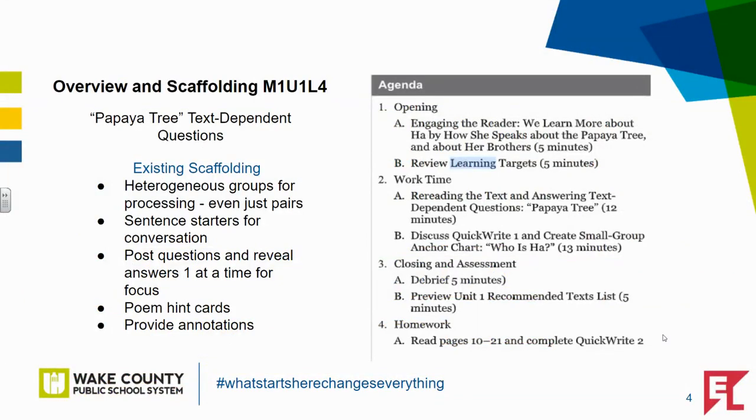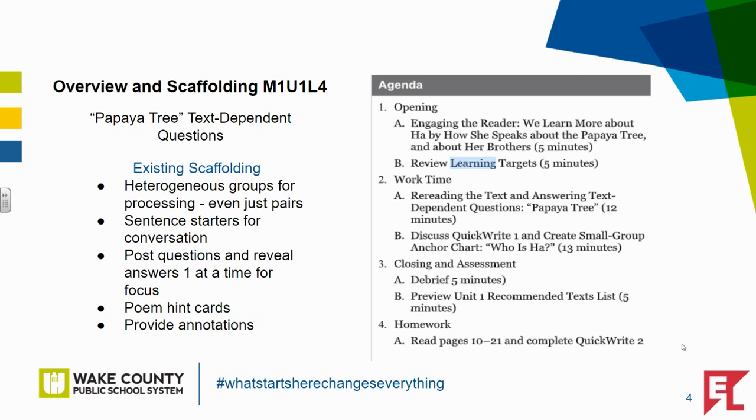In Lesson 4, students are asked to complete text-dependent questions. This skill is challenging for many students, as working and responding to text requires focus and clarity. Struggling students and ELL students may find this skill even more difficult as drawing inferences is a higher level language skill. Existing scaffolding offers solid guidance for protocols and poetry explication, sentence starters for discussion, small heterogeneous groups, poem hint cards, and annotations.